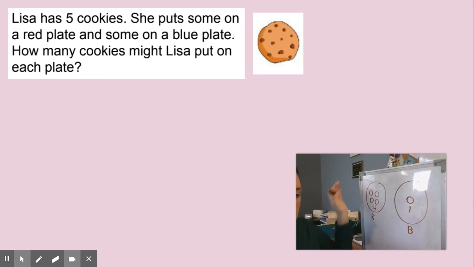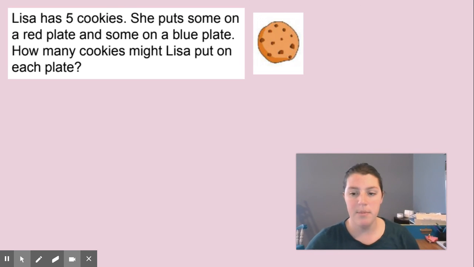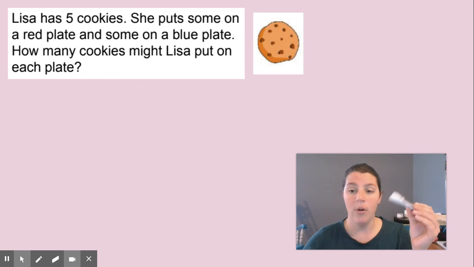So this shows you just another way that you can represent a different type of problem by using our cubes or by drawing.